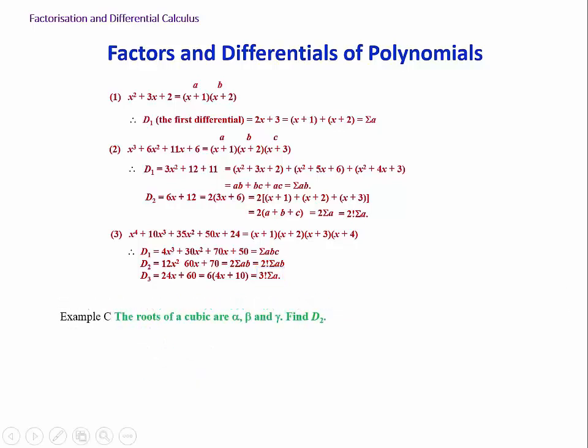Third example, the roots of a cubic are alpha, beta, gamma, find d2. Okay, it's a cubic, so we're into example 2 here, and d2 means we're interested in this result, 2 factorial sigma a. So we simply multiply 2 times the sum of the factors, and the factors are going to be x minus alpha, x minus beta, x minus gamma. So we get the result very easily like that.